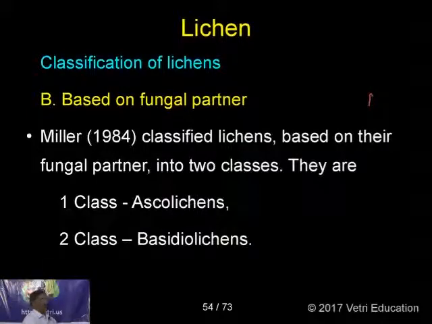Regarding the fungal partner, the first classification depends upon the thallus, the second one is the thallus structure, and here the fungal partner. So Miller 1984 classified lichens based on their fungal partners into two classes. They are ascolichens and basidiolichens. In ascolichens, the fungal partner is an Ascomycetes fungus, whereas in basidiolichens, the fungal partner is a Basidiomycetes fungus.